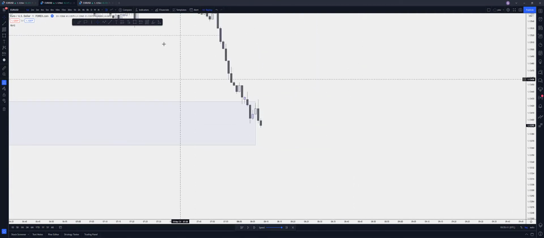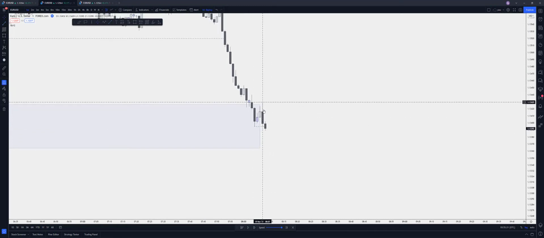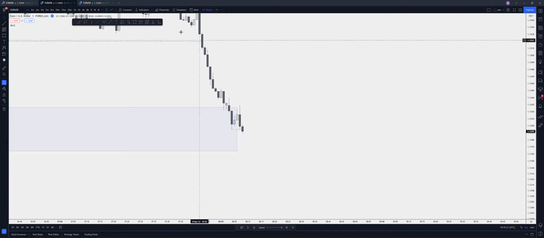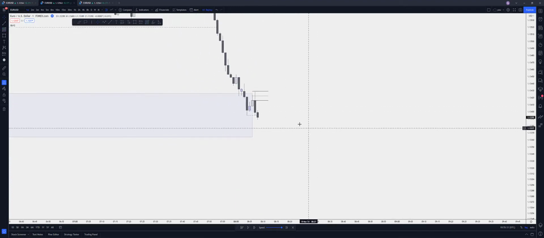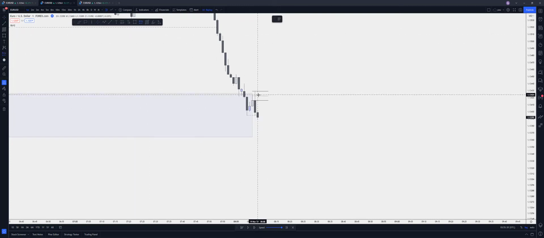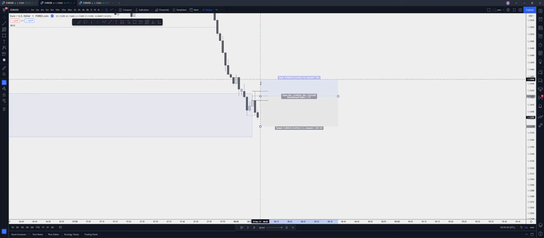So let's have a look. We've had this break here. Okay, so we've come up and broke down. So we're looking at this area to get involved, and what have we got? This nice wick here that looks pretty nice as an area to get involved in. Quite a big wick.